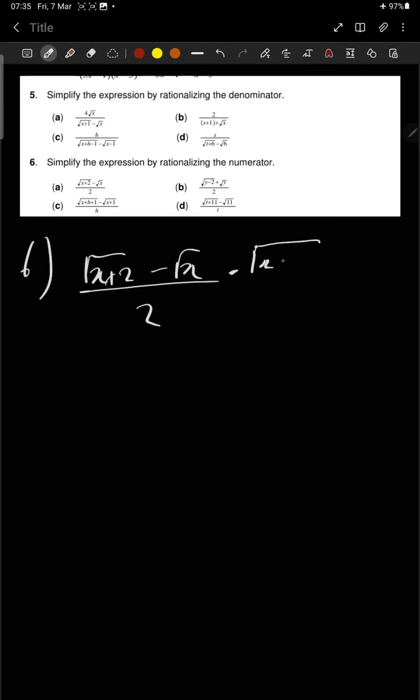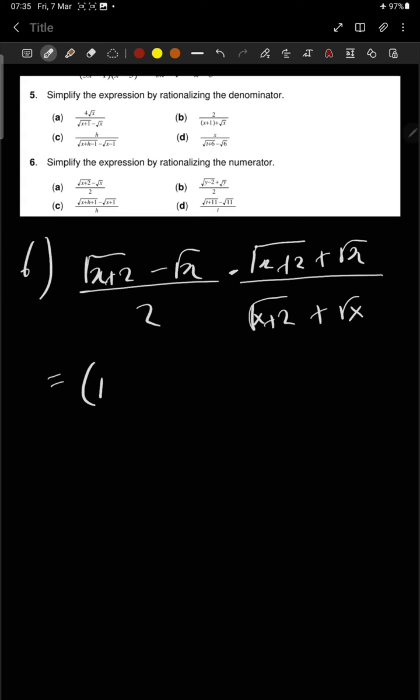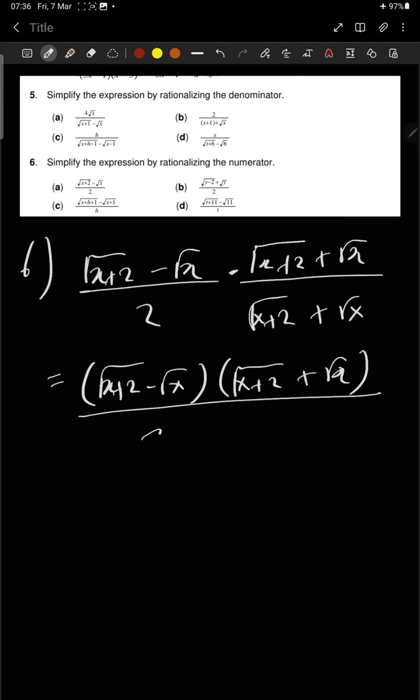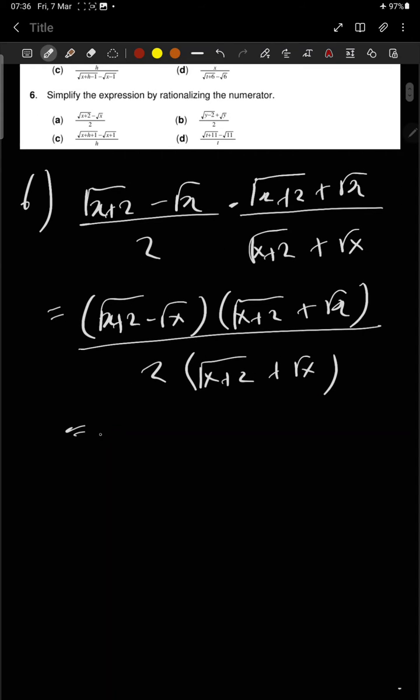It is the square root of x plus 2, plus the square root of x, over the square root of x plus 2 plus the square root of x. So the numerators will multiply, and the denominators will multiply. So now if the numerators multiply, what is inside will cancel if they are the same. But if they're different, like this one and this one, what is inside will just multiply.